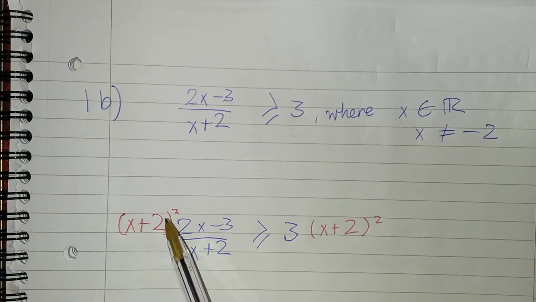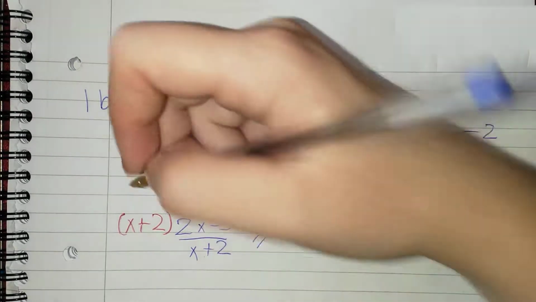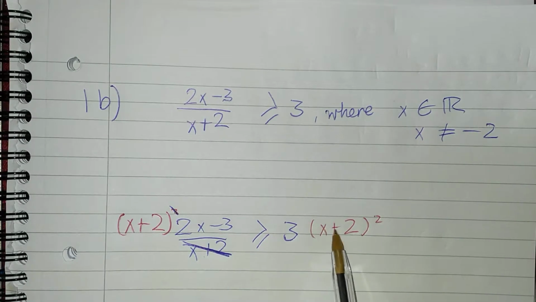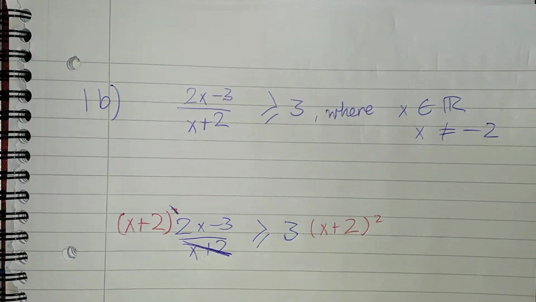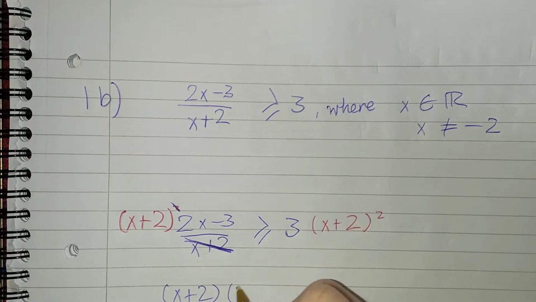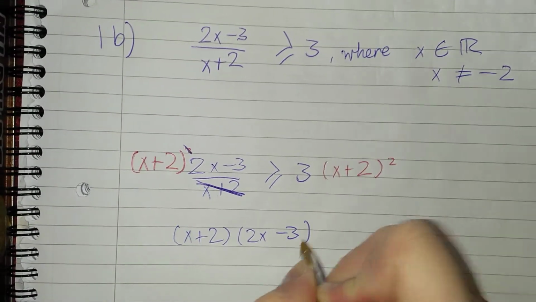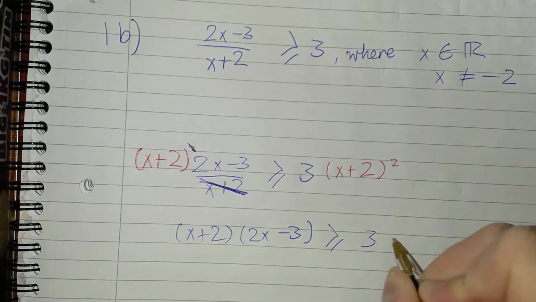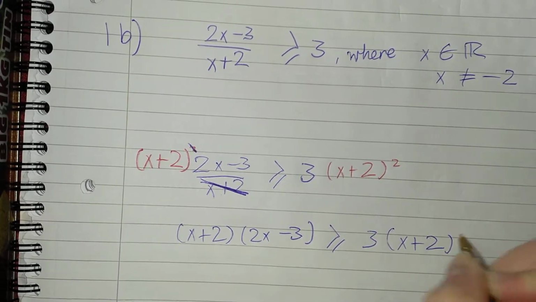So now we have x plus 2 squared and x plus 2. So one of the x plus 2's here will cancel with the one on the bottom, and then we'll be left with x plus 2 on this side. So now I'm going to have to multiply out. So I have x plus 2 by 2x minus 3, and then 3 by x plus 2 squared.